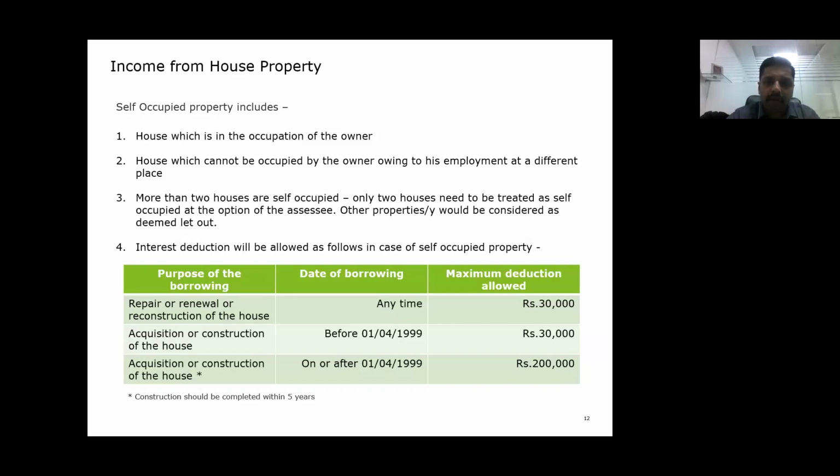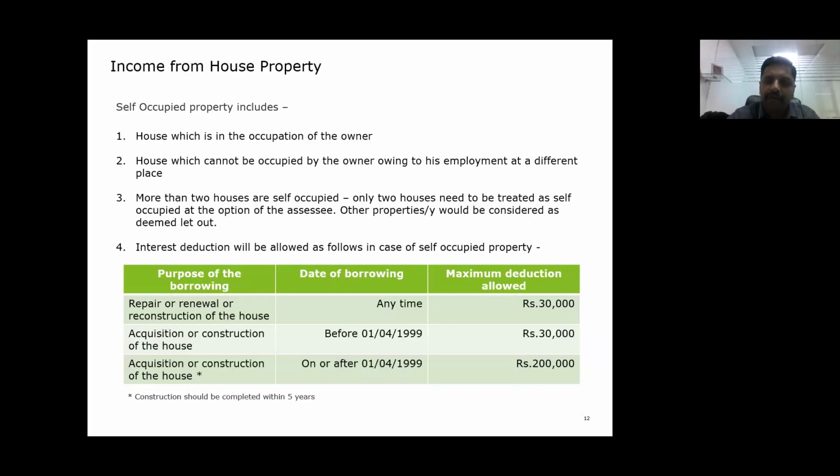Interest deduction will be allowed as follows. There are limits for the interest deduction as well. If the purpose of borrowing is repair, renewal or reconstruction of the house, whenever the borrowing might have happened, the maximum deduction allowed is only 30,000. It is not construction of the house, it is repairs and renewal of the existing house. If the purpose of borrowing is for acquisition or construction of a new house, and the date of borrowing is prior to 1st April 1999, again the deduction is 30,000 only.